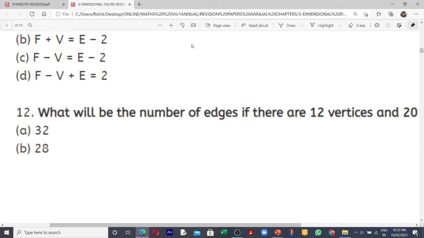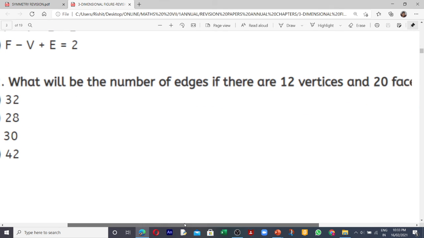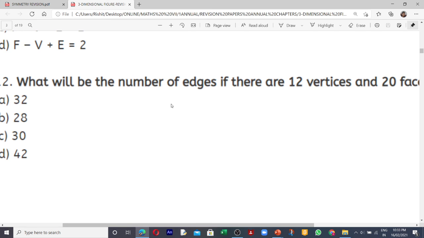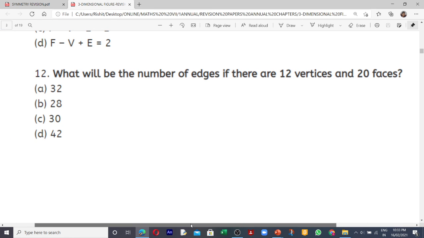Okay, now next. What will be the number of edges if there are 12 vertices and 20 faces? So children, if you know the Euler's formula, you can quickly find out. Put it in the Euler's formula, isn't it? Vertices you know, face you know, so you can find number of edges. Question number 12 is A or B or C or D. What is the answer?